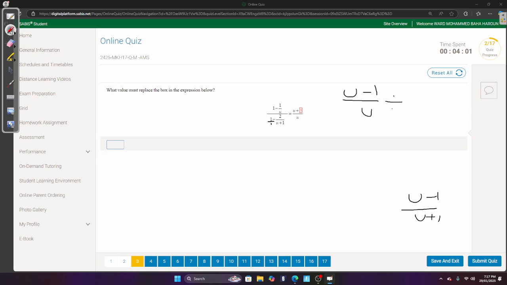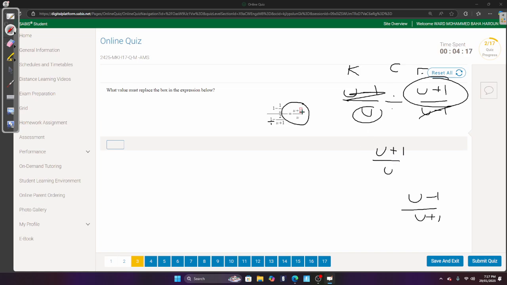Now since it's division, K, C, F. We're going to just flip this fraction. Okay? So you're going to cancel these two. You're going to be left with u plus 1 and u. U plus 1 over u. And here they're telling you what's the question mark, which is obviously 1. So the answer is 1.